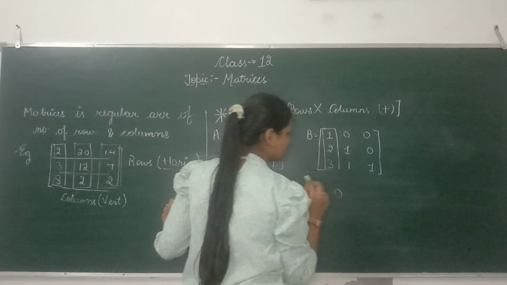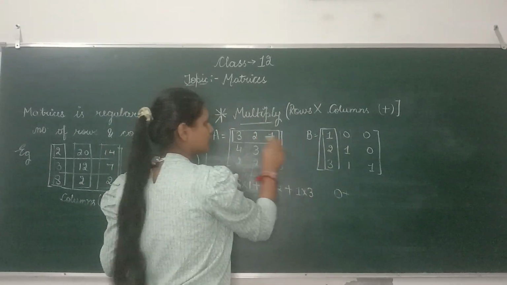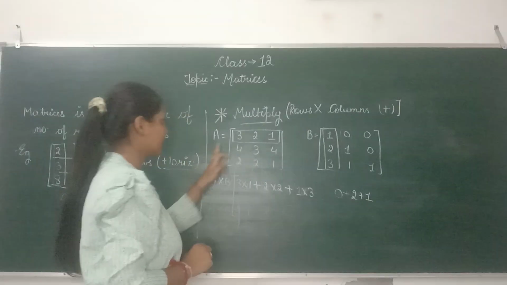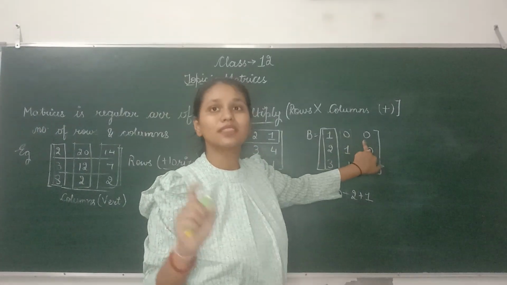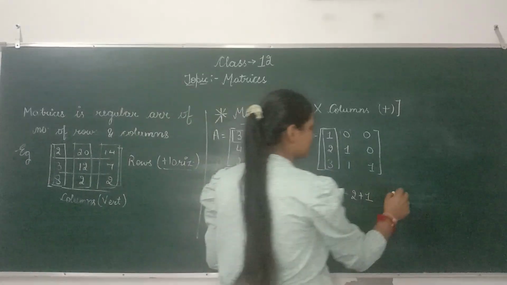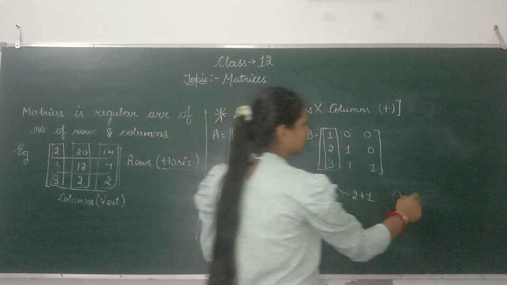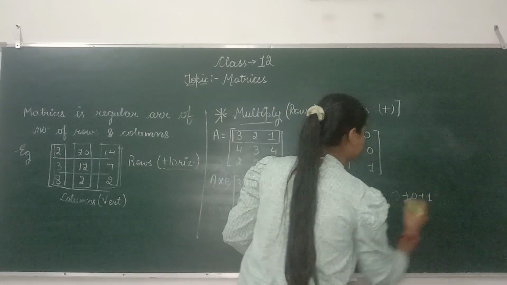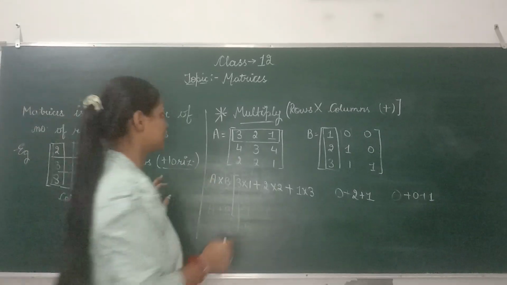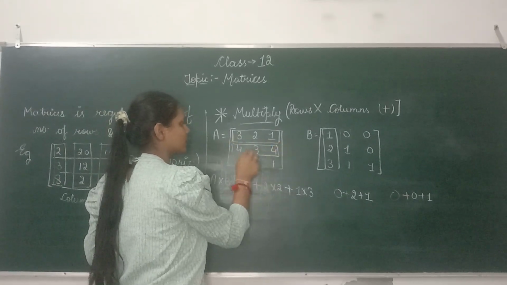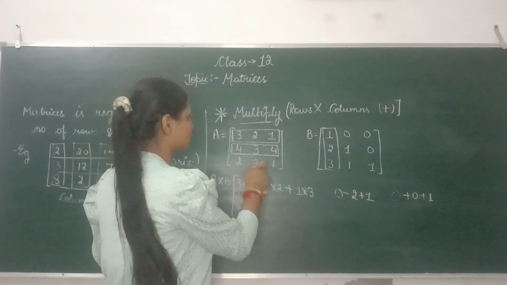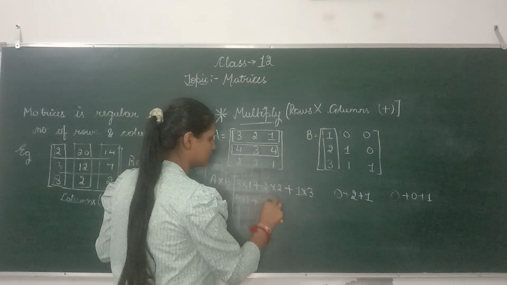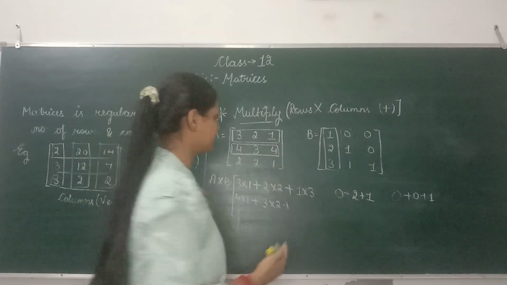Now again, 3 ones are 3, 2 twos are 4, 1 into 3, 3. Again, the first row is multiplied with the third column. 3 multiplied by 0 is 0, 2 multiplied by 0 is 0, and 1 multiplied by 1 is 1. Again, now the second row is multiplied with the first column. 4 multiplied by 1 plus 3 multiplied by 2 plus 4 multiplied by 3.